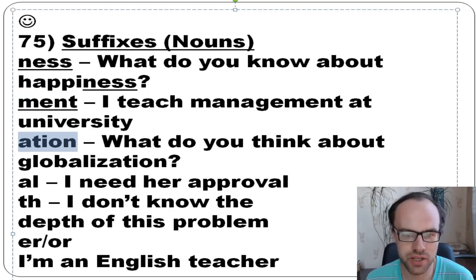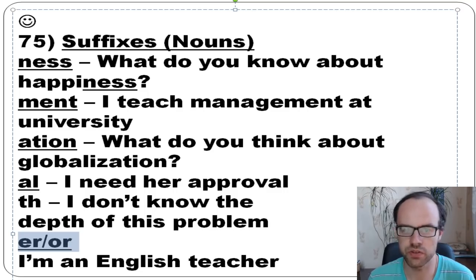What do you think about globalization? Okay, really, what do you think about it? I need his approval. I don't know the depth of this problem, how deep it is. So we often use it with different professions.